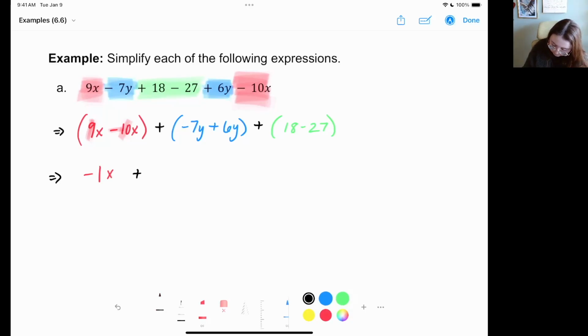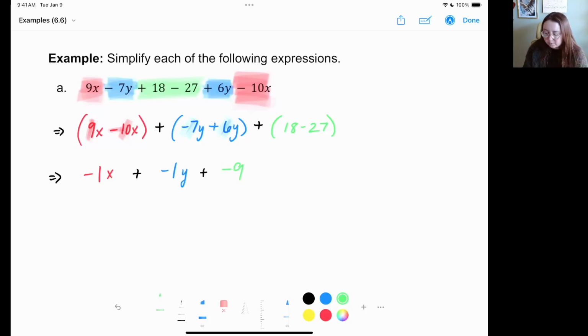So now we'll go on to our y terms. So we have negative 7 and positive 6. So when we have negative 7 plus 6, that's going to end up being negative 1. And they both have y, so the y sticks around, so it'll be negative 1y. And then lastly, we have our two just single, individual number terms. So 18 minus 27, we can just calculate that out. It's going to be negative 9.